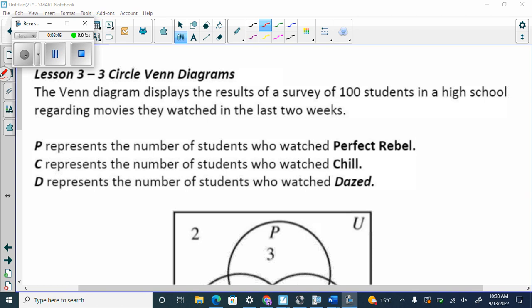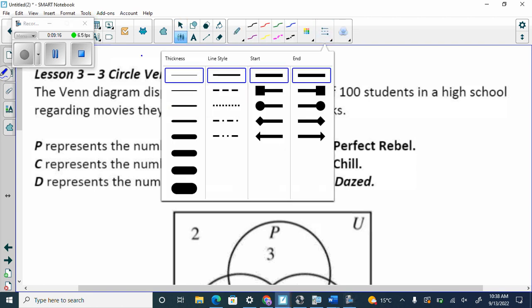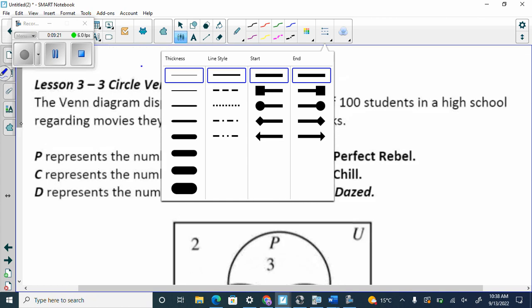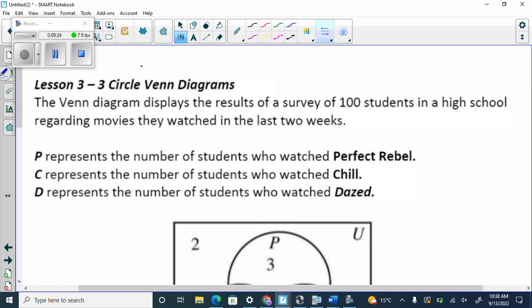Okay. So here we have 3-circle Venn diagrams. So now, instead of having 2 options, we're going to have 3. And we can have an overlap of people being in all 3 or watching all 3, right? Or watching just 2 of them, or watching only singles, right? Now we move ourselves out a little bit more to more events, but that's it. All right. The Venn diagram displays the results of 100 students.